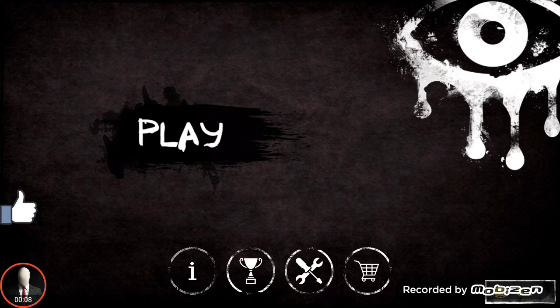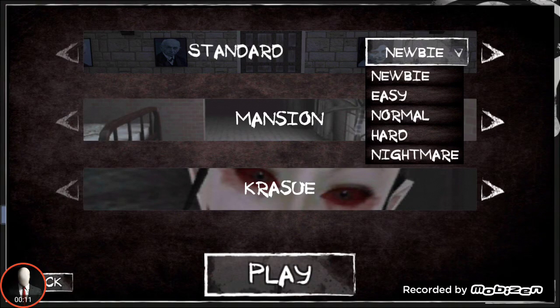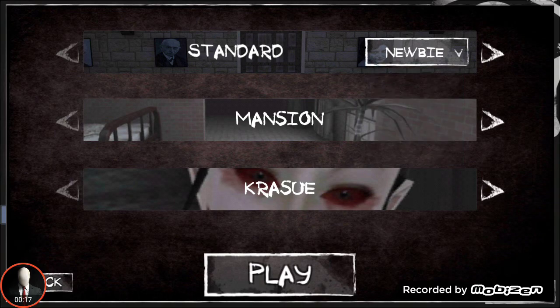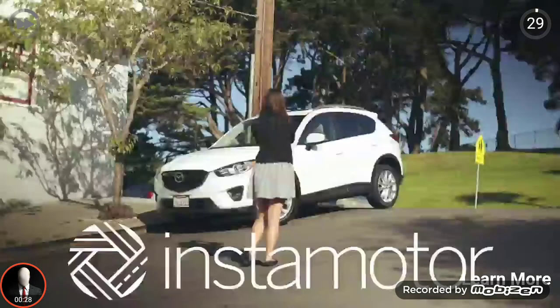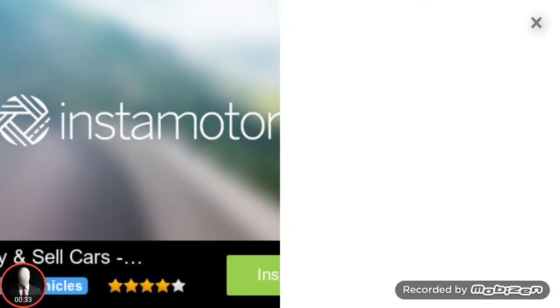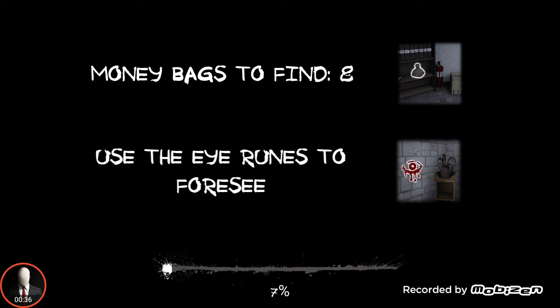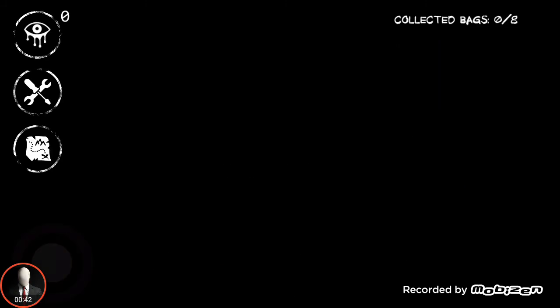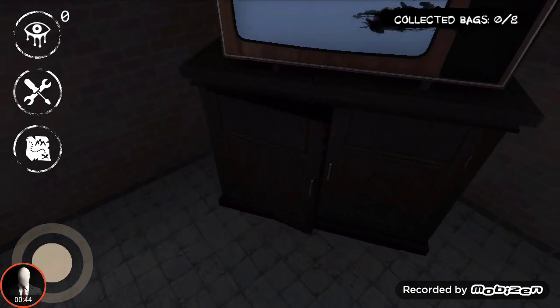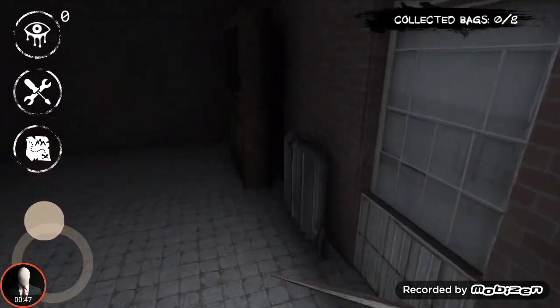Now, they have a new mode called Newbie Mode and Nightmare Mode. So for today, it's going to be Newbie Mode. On Newbie Mode, she's slower than in easy mode. It says you have to find 8 on newbie mode. So on easy mode, you get to find how many? Oh yeah, 12.